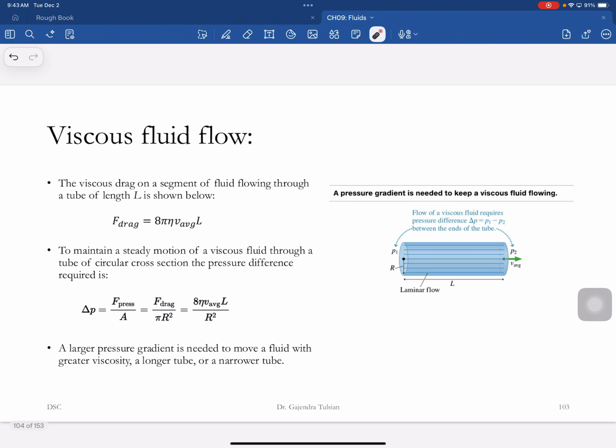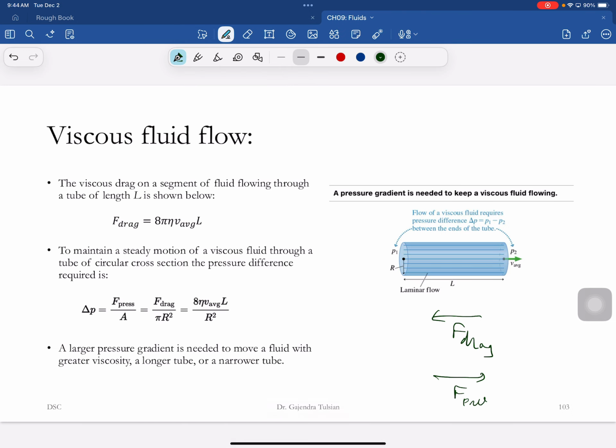So if you have a viscous fluid, the friction force or the drag force is given by this: 8 pi eta, that's the viscosity of the fluid, times the average speed at which the fluid is flowing, times the length of the fluid. So the friction over that length of the tube is that much. To keep the fluid moving, the drag force is in this direction, so you have to apply a force equal to that in this direction. That force comes from the pressure difference to keep the blood flowing.